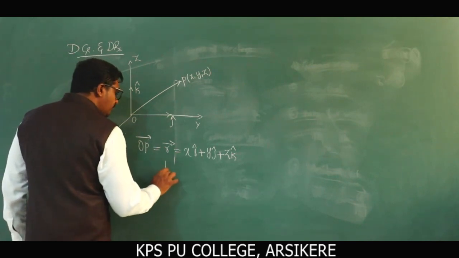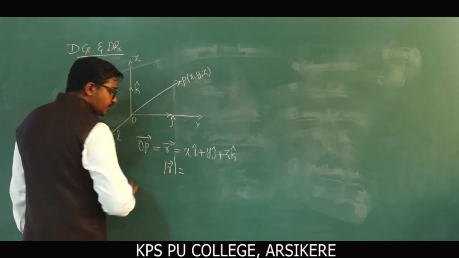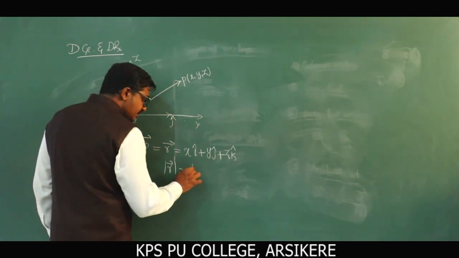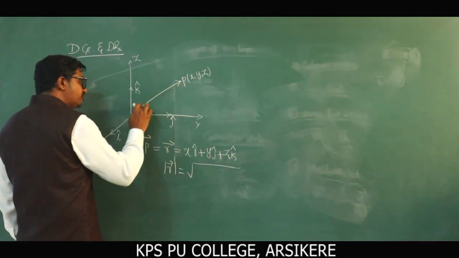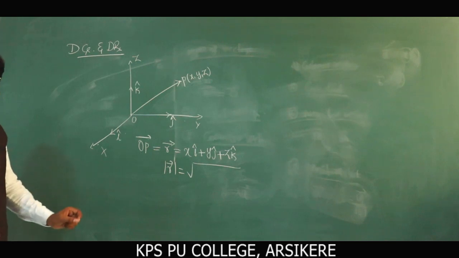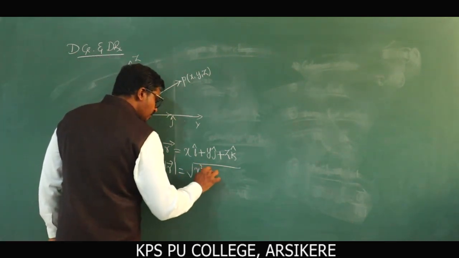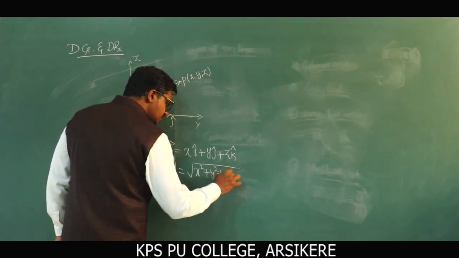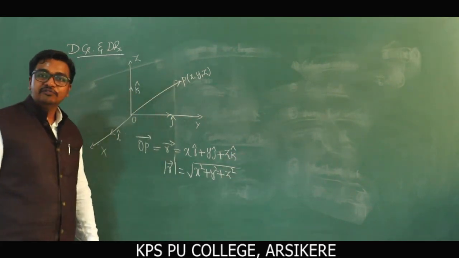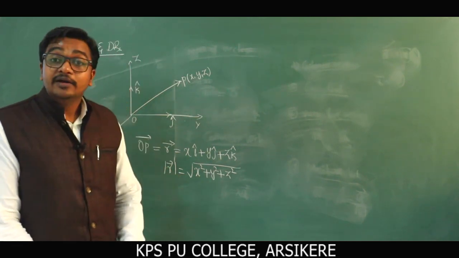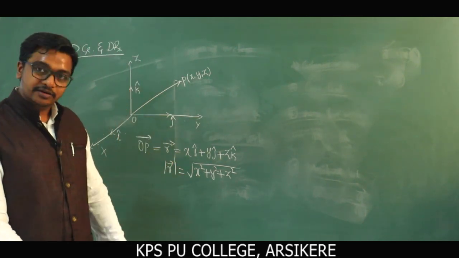And what about the magnitude then? Magnitude of vector R, or mod of vector R, is the distance of the point P from the origin, or the length of the line segment OP. This is nothing but square root of x square plus y square plus z square. That represents the magnitude of vector R.